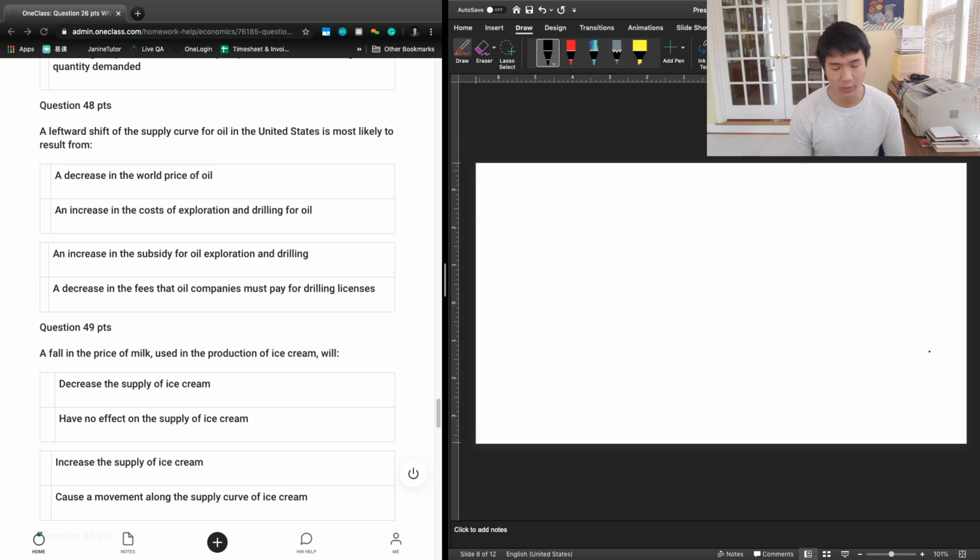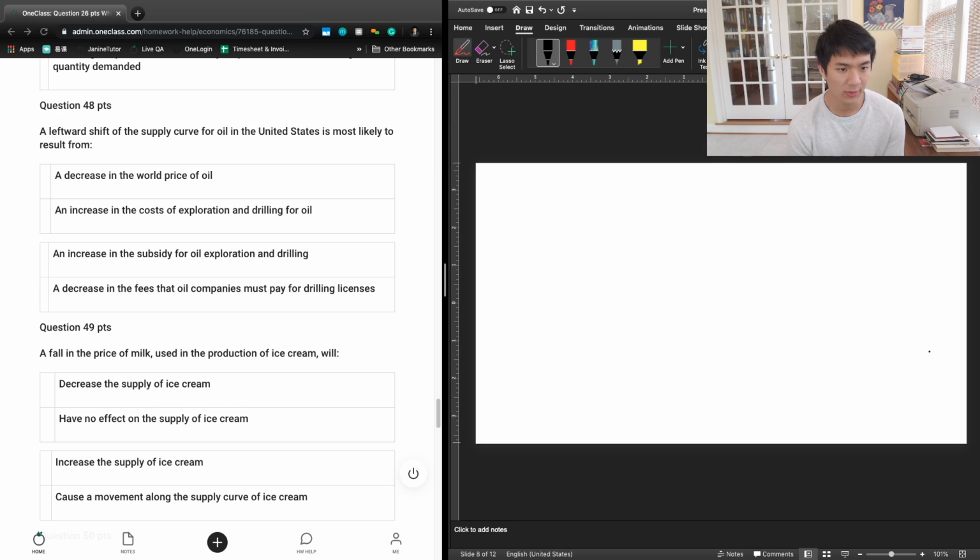So again, we're looking for a supply determinant, and we're looking for one that decreases the quantity supplied at every price level. So A talks about a decrease in the world price for oil, and this does not have an impact on the quantity supplied at every price level for United States oil. This is an answer choice that would relate more to imports versus exports, but it doesn't really affect the position of the supply curve domestically.